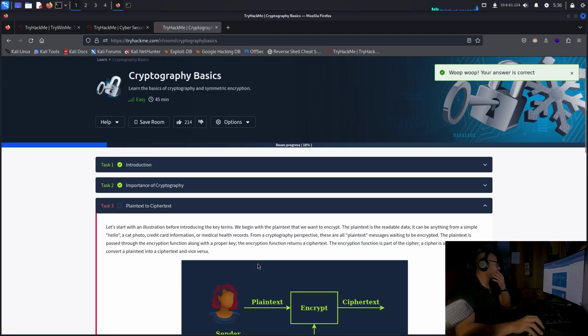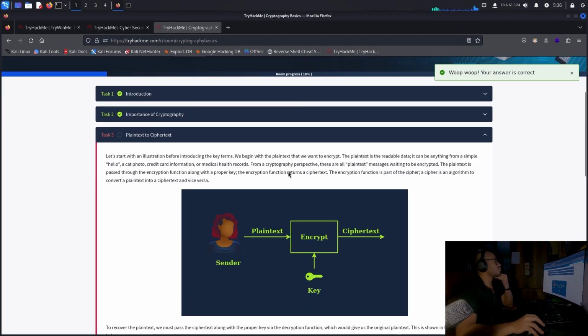On to the next: plaintext to ciphertext. Let's start with an illustration before introducing the key terms. We begin with the plaintext that we want to encrypt. The plaintext is the readable data. It can be anything from a simple hello, a cat photo, credit card information, or medical health records. From a cryptography perspective, these are all plaintext messages waiting to be encrypted. The plaintext is passed through the encryption function along with the proper key. The encryption function returns a ciphertext.